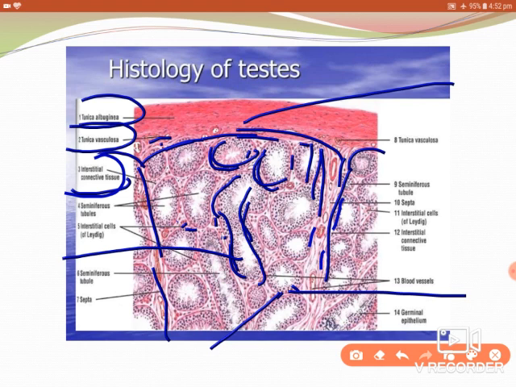Then in this interstitial connective tissue, in some places there are small ovoid cells. These are the interstitial cells of Leydig, with eccentric nuclei. This cell secretes the hormone testosterone. So the testis has both exocrine and endocrine function. Exocrine function is the formation of spermatozoa. Endocrine function is the secretion of the hormone testosterone from the Leydig cells.